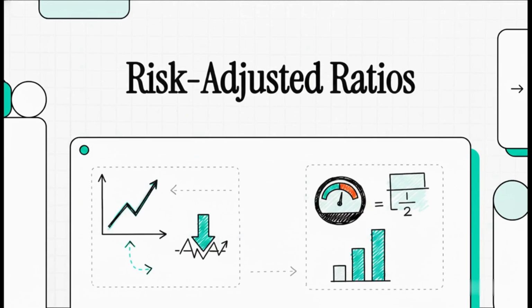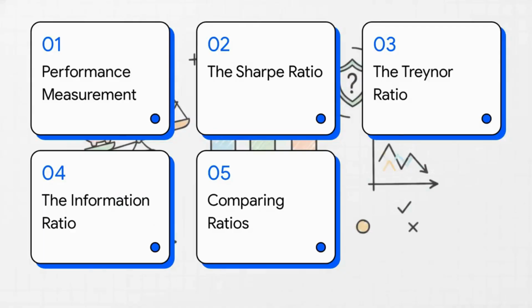Welcome to The Explainer. Today, we're building a comprehensive framework for 3 risk-adjusted metrics you absolutely need to master for the CIPM program. Here's our roadmap for today. We'll start with risk-adjusted performance, dive into the Sharpe Ratio, then the Treynor Ratio, followed by the Information Ratio, and finally, we'll wrap up by comparing all 3.